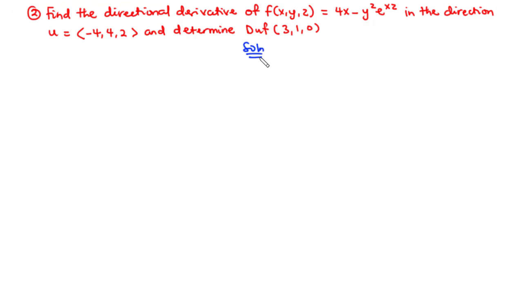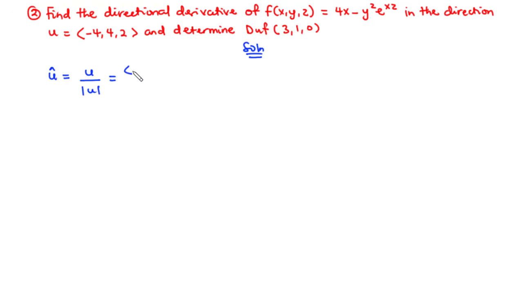Now again, looking at this question, you realize that we are not given the unit vector, or better still the unit vector in terms of angle. We are literally given the direction vector u, and so we need to find the unit vector. So we have the unit vector, which is u cap, and that is equal to the direction vector divided by its magnitude.